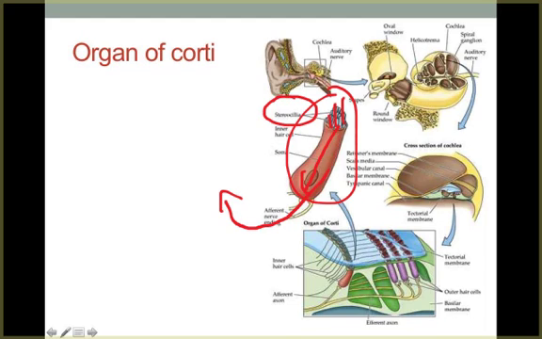The stereocilia: stereo referring to sound, and cilia referring to hair structures.